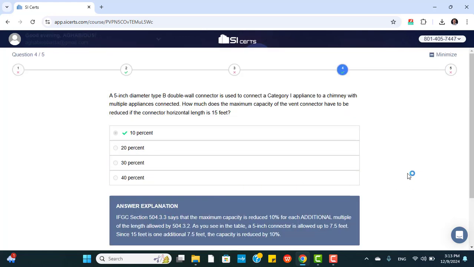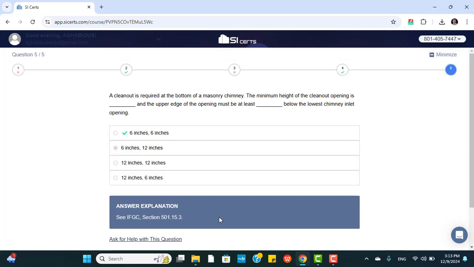A 5-inch type B connector. Let's check this for reduction. What is the reduction? Each additional multiple allowed as seen in the table. This table of reduction, we must write it. A clearance, it is 6 inches on sections to clean out the bottom of the masonry.